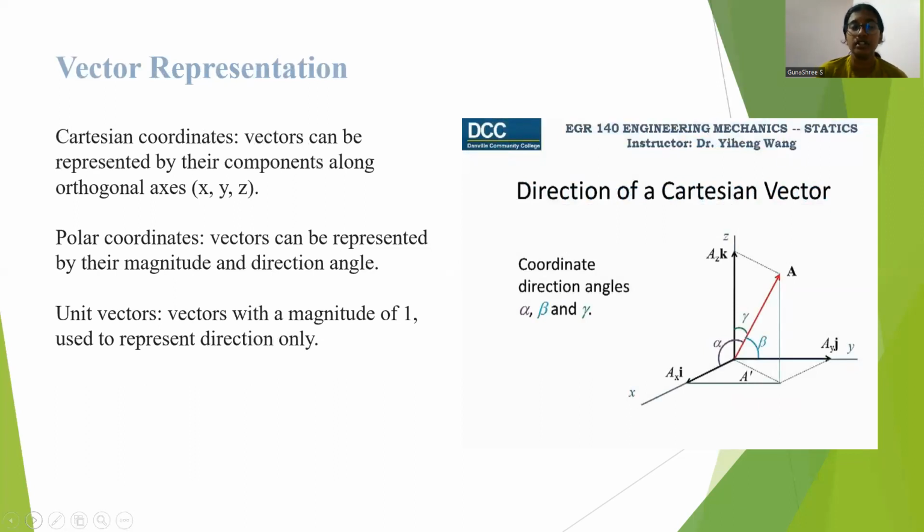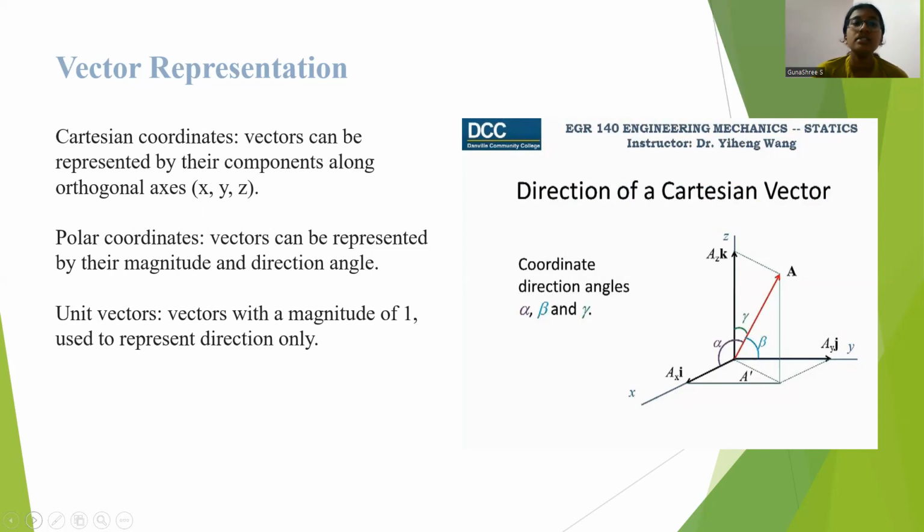Till now, we saw the properties of vectors. So how do we exactly represent a vector? Using the Cartesian coordinates, we represent the vectors in terms of their components along the orthogonal axes, that is the x, y, and z axes.